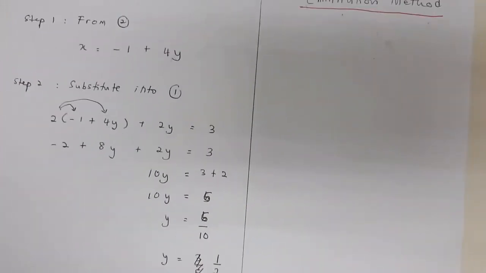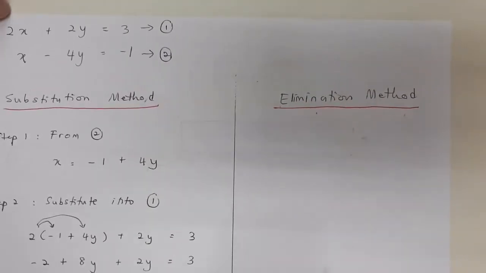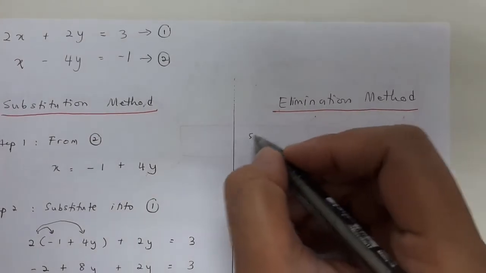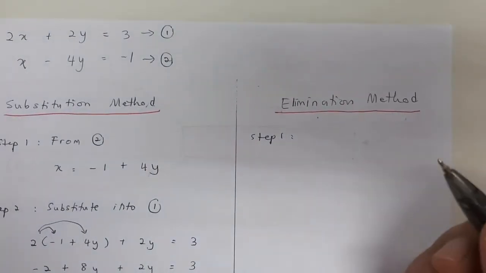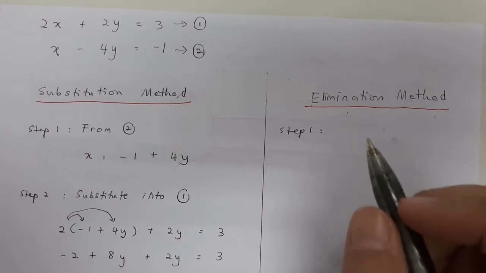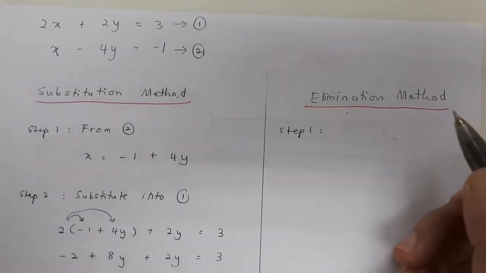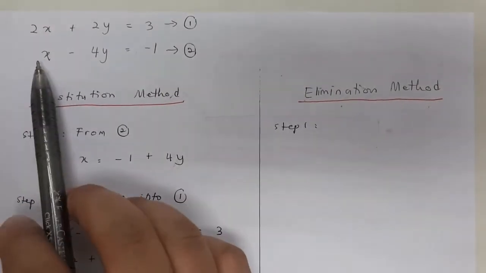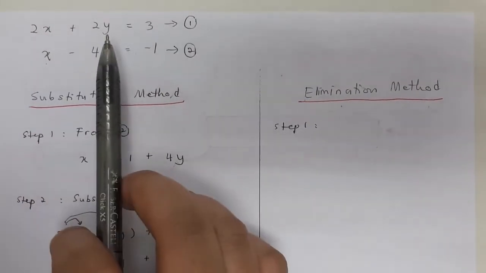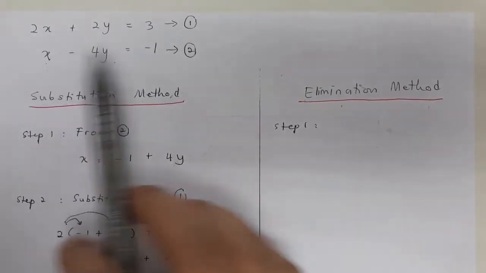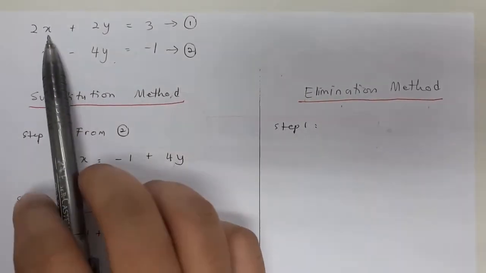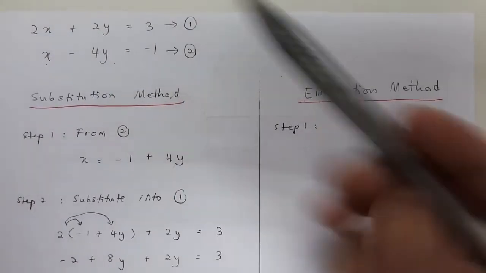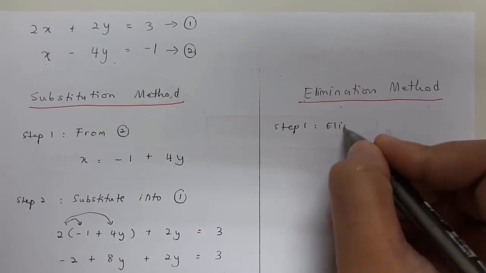So from the same question, now we want to solve using the second method, which is the elimination method. Step 1 in the elimination method is to choose the variable that we want to eliminate. Kita pilih pemboleh ubah yang kita nak hapuskan. Either we eliminate x or we eliminate y. It's totally up to you, depending on the equation. So let's say we want to eliminate x.